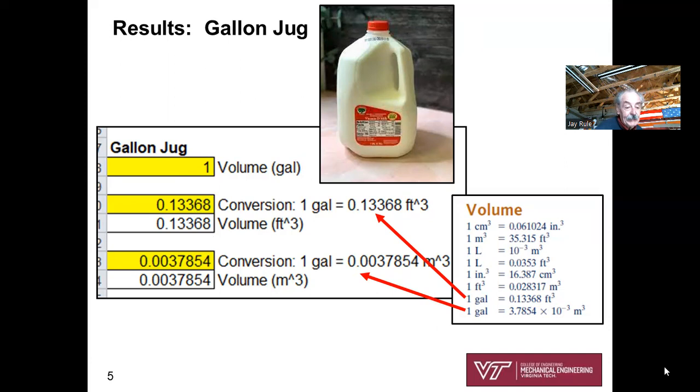Let's do the same approach for cubic meters. I'm going to look up the gallons to cubic meters in your conversion factor table to see that the volume in cubic meters of this gallon jug is a tiny number, 0.00378 cubic meters. All right, I hope this is kind of giving you a feel for what things look like.